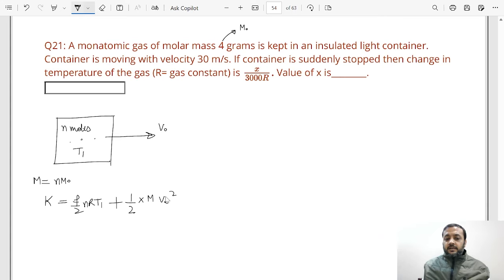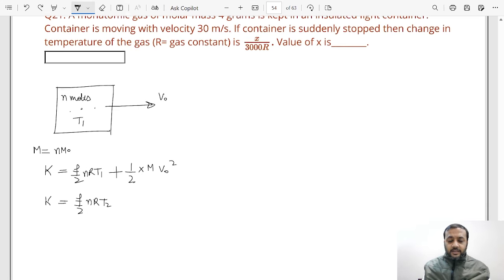Now, once you stop the container, this kinetic energy becomes available for the rise in temperature, and the gas will absorb this energy and its temperature will rise. So the final kinetic energy will remain the same, but it will be present entirely in the form of Brownian motion. So the kinetic energy will be F by 2 nRT2. The temperature will rise because of the loss of this kinetic energy. It becomes heat, and this heat will be absorbed by the gas, which will raise the internal kinetic energy of the gas. Using this we can equate these two values.